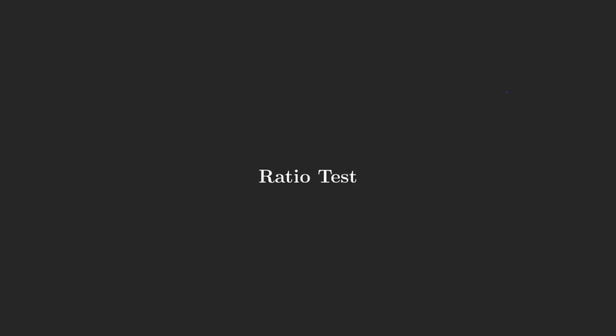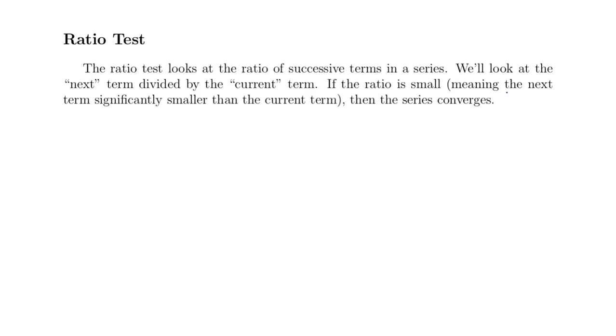Okay, let's talk about the ratio test. Here it is. The ratio test is going to look at a ratio of successive terms in a series. We're going to look at the next term divided by the current one, and we're going to try and look at the size of that ratio. If the ratio is small, that means the next term is really small in comparison to the current one, which is good if we're looking for convergence, because not only do we want the terms to go to 0, but you can think that we want them to go to 0 really quickly. We want them to get small fast enough that our series converges.